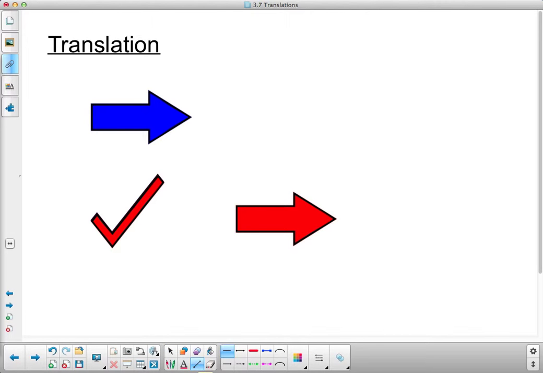Okay, so if I go from here to here, or if I go from this point to its matching point, or this point to its matching point, are all of these the same path? Yes.